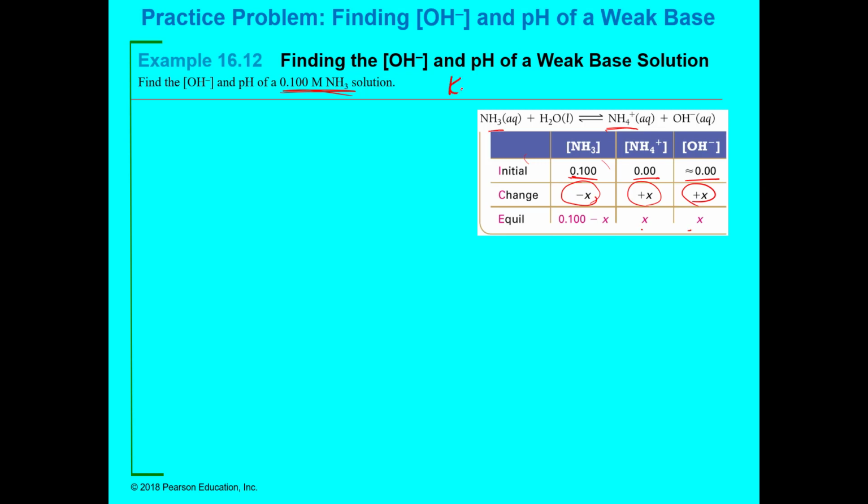The Kb for this is 1.76 times 10 to the minus 5. That's pretty small, so I'm going to say it's small. So our Kb, which is equal to 1.76 times 10 to the minus 5, is equal to the NH4 plus times the OH minus divided by the NH3. All right.